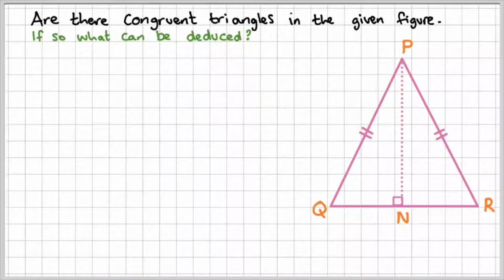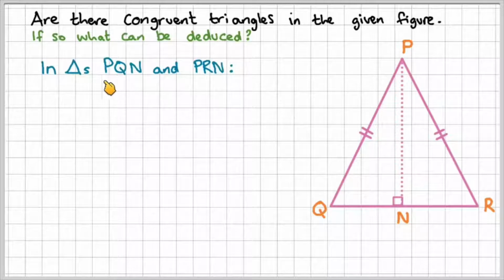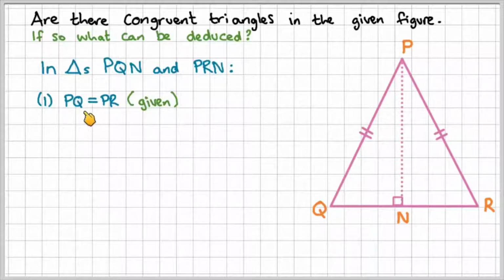So let's look at another question. Are there congruent triangles in the given figure? If so, what can be deduced? So in triangles PQN and PRN, the first thing that we can deduce is that the length PQ is equal to PR. We know this because they've given us a double dash on PQ and a double dash on PR. So we know that PQ is the same length as PR.